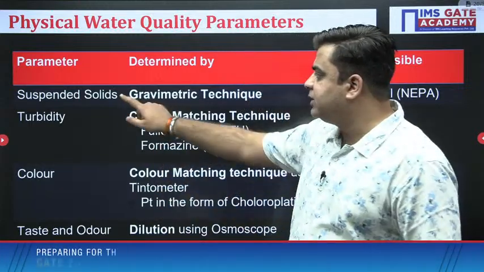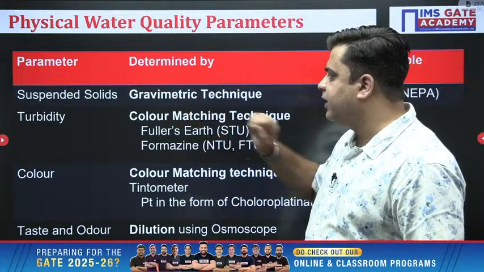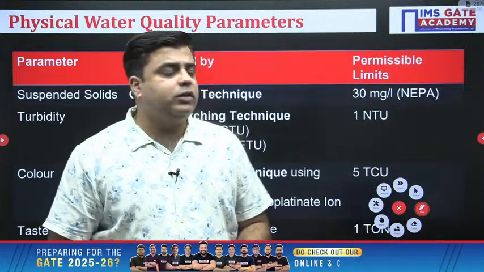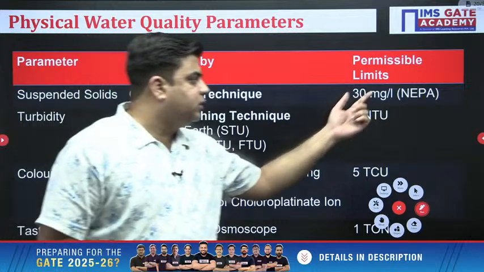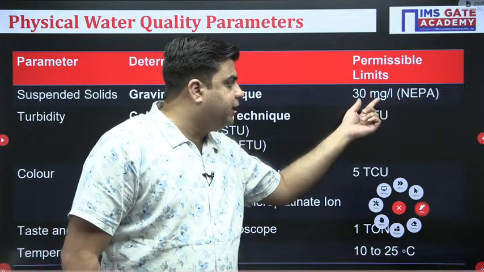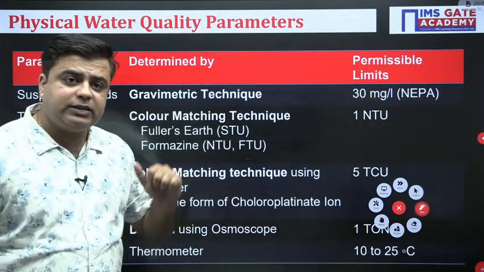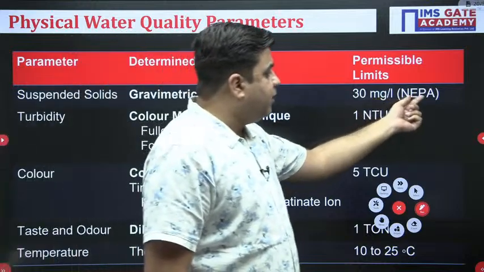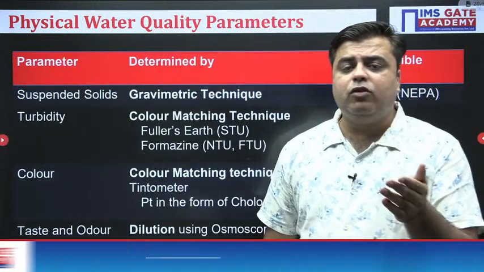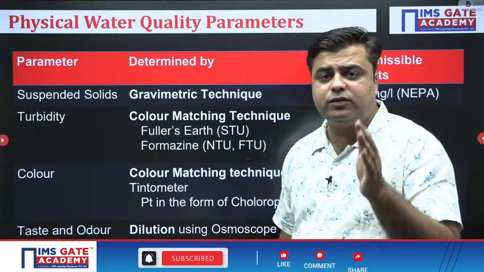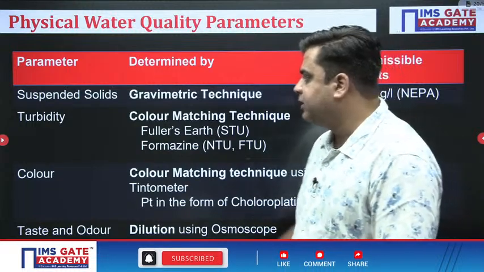So first one is suspended solids. It is determined using gravimetric technique. Now the permissible limit of suspended solids as per NEPA is 30 milligram per liter. This is the National Environment Protection Act, which gives you the permissible value of suspended solids, which is 30 milligram per liter. Second one is turbidity.